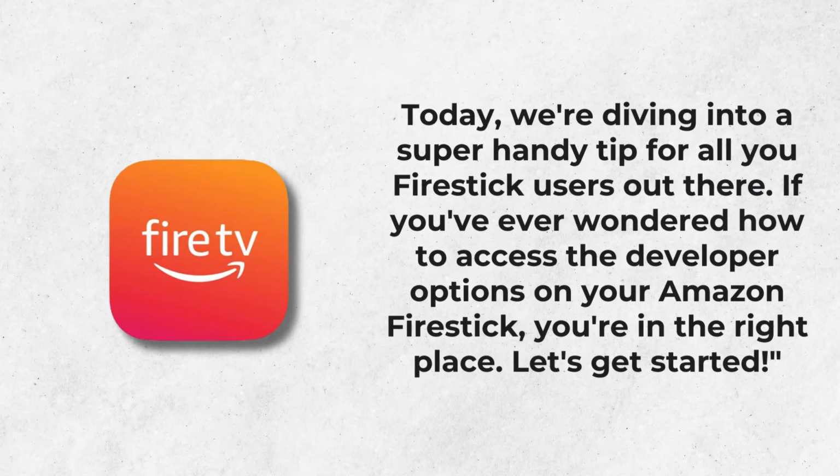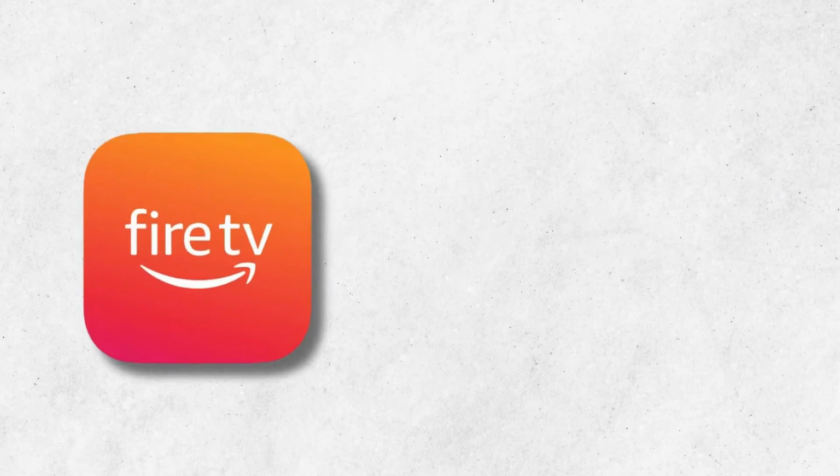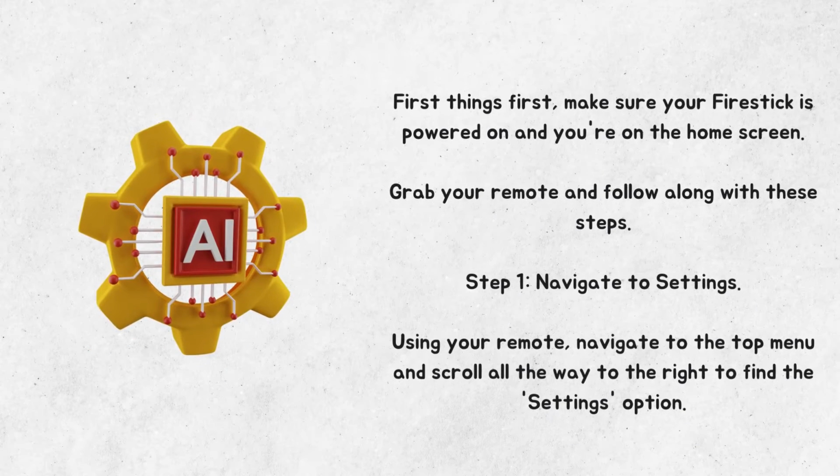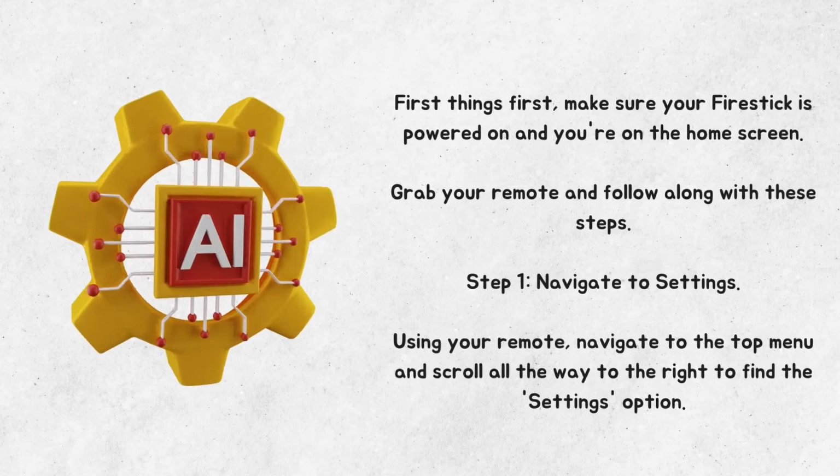Today, we're diving into a super handy tip for all you Firestick users out there. If you've ever wondered how to access the developer options on your Amazon Fire Stick, you're in the right place. Let's get started. First things first, make sure your Fire Stick is powered on and you're on the home screen. Grab your remote and follow along with these steps.